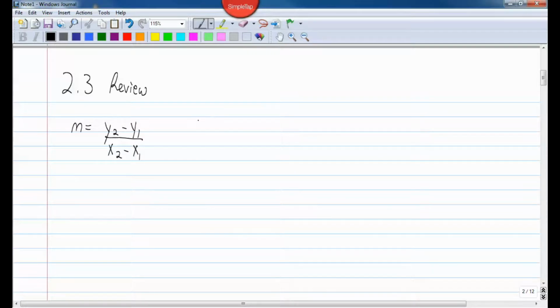After that, we went over the point slope form of the equation of a line, and that's y minus y sub 1 equals m times x minus x sub 1. We said, what do we need to write an equation in point slope form? We need a point and we need the slope.